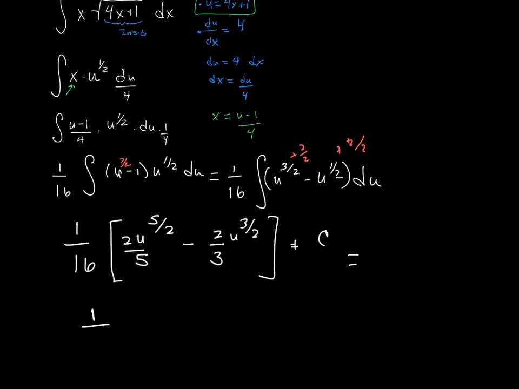So then it's 1/40 u to the 5 halves minus 1/24 u to the 3 halves plus your constant. So make sure you write the final answer.